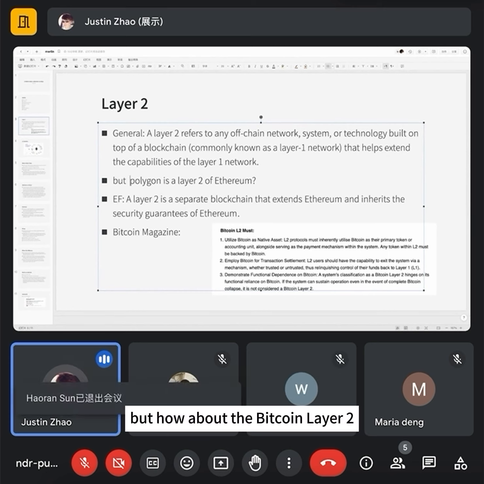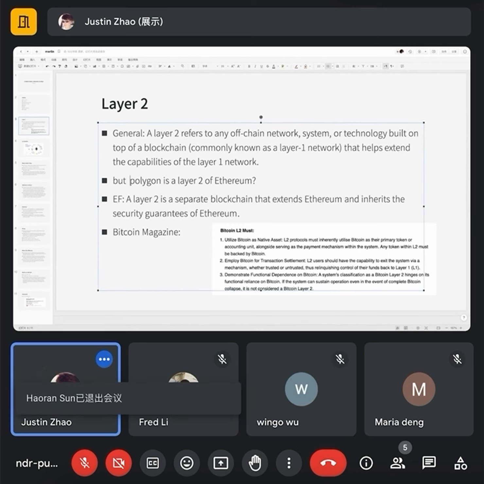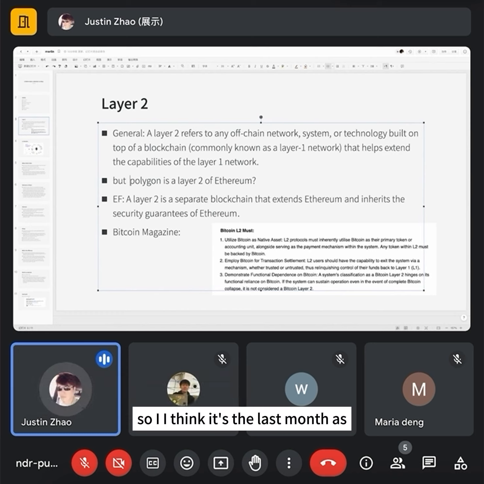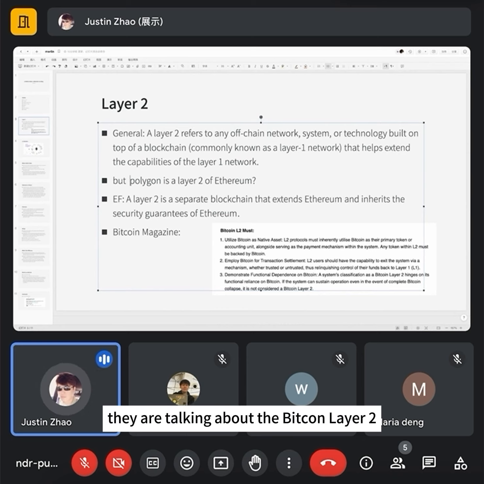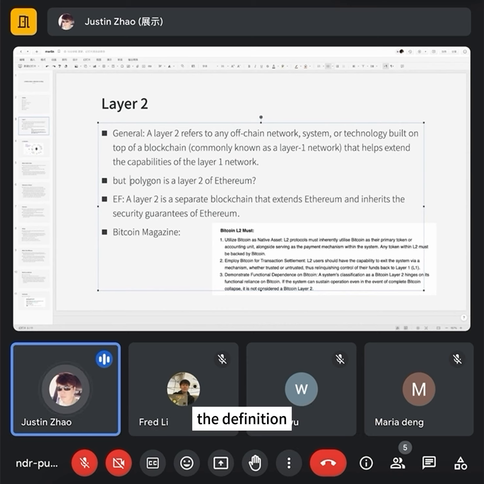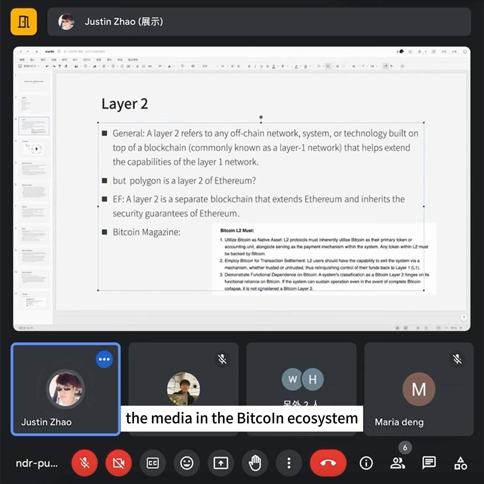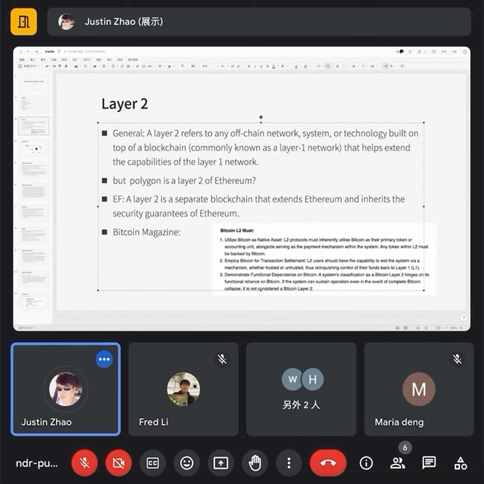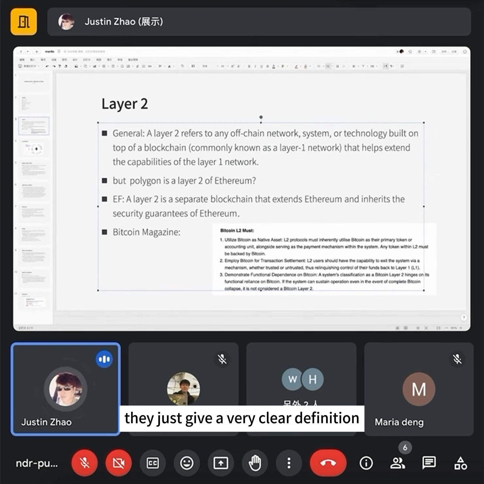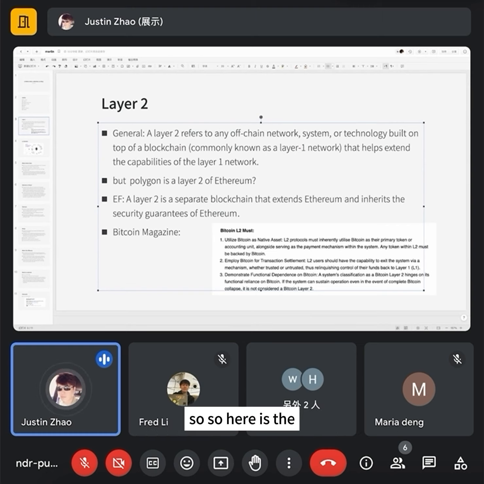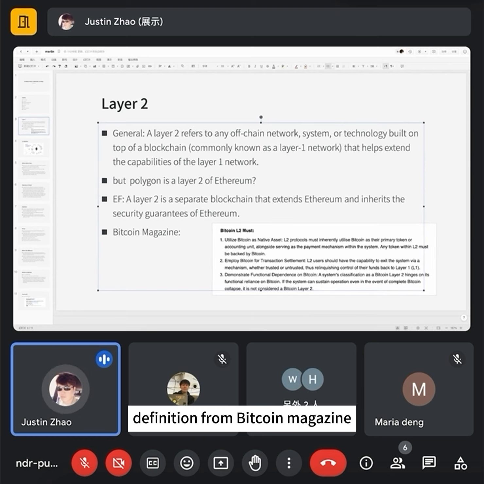But how about the Bitcoin layer 2? I think it was last month, four weeks ago, a lot of people were talking about the definition of Bitcoin layer 2. Bitcoin Magazine is a very famous media outlet in the Bitcoin ecosystem. They gave a very clear definition, although some people don't agree with them. That's another matter. So here is the definition from Bitcoin Magazine.